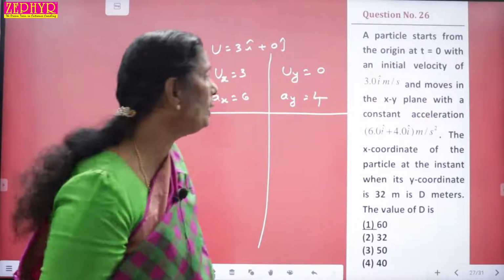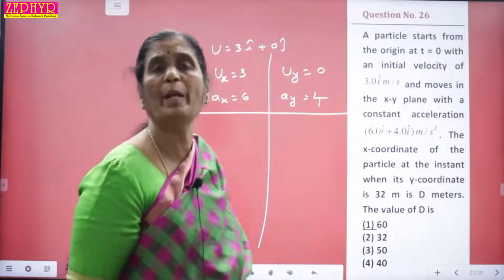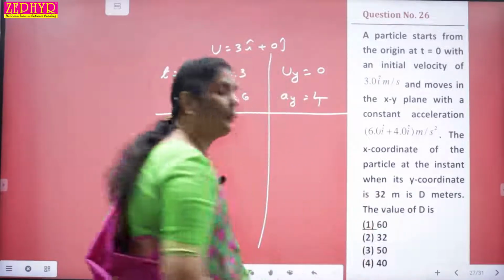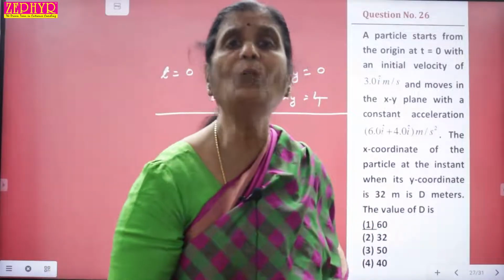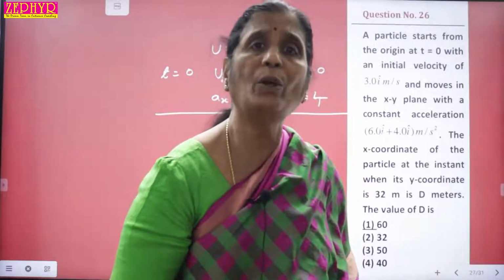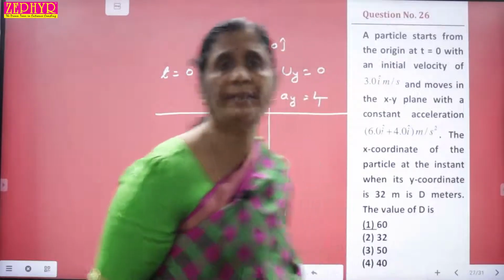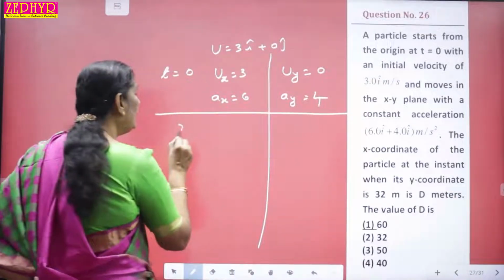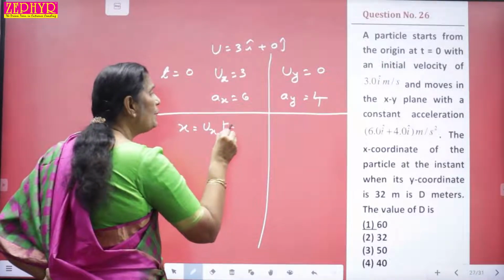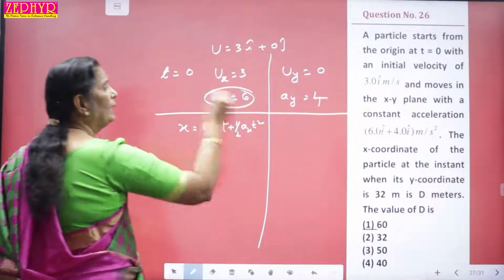So they want to know the x coordinate of the particle at the instant when the y coordinate becomes 32. When y becomes 32, what is x? So what do we have to do? We have to find out the time taken by the y coordinate to become 32. In the same time, we will find out x. So how do you write the x coordinate? x is equal to uxt plus half axt square.